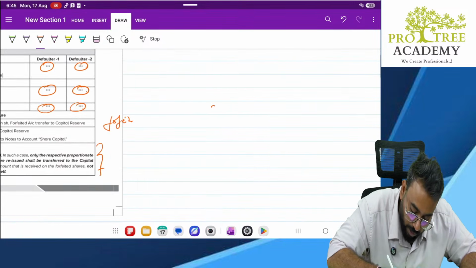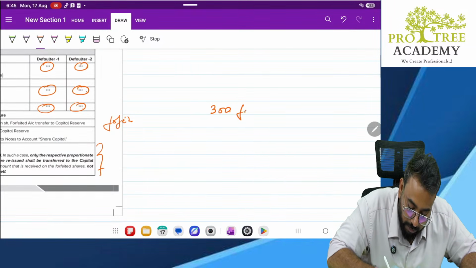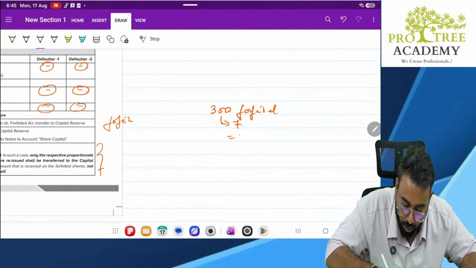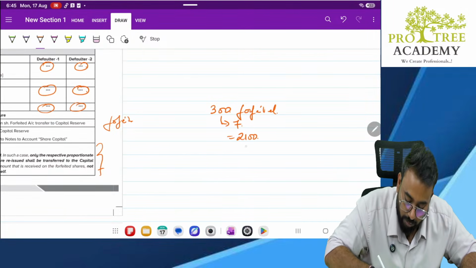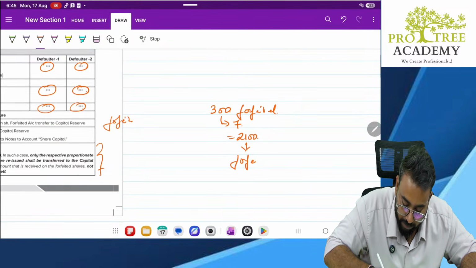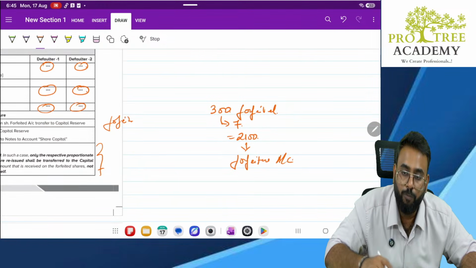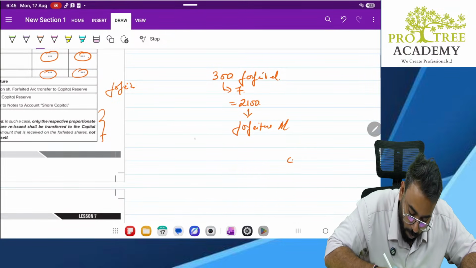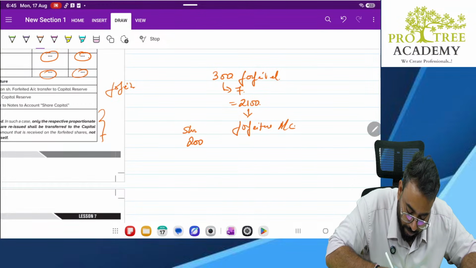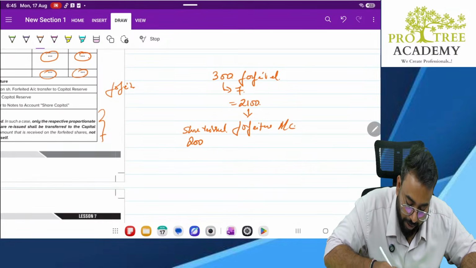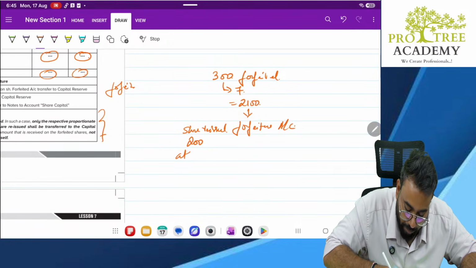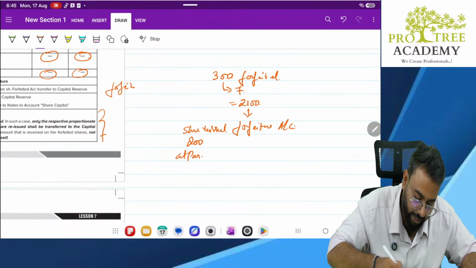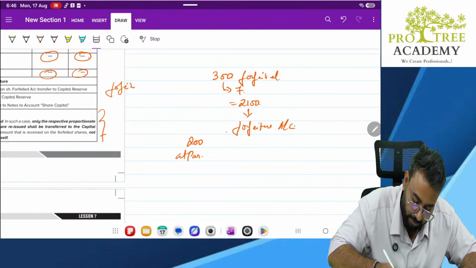Again, I will explain it to you once again. Listen to me. 300 shares forfeited. How much have I collected? Let's say I have collected 7 rupees, so total 2100 I have collected. So this will be transferred to the forfeiture account. Correct? This will be lying in the forfeiture account, right? Yes, sir. Now out of these 300 shares, suppose 200 shares are reissued. Reissued at what, sir? It is reissued at par. Okay, it is reissued at par.